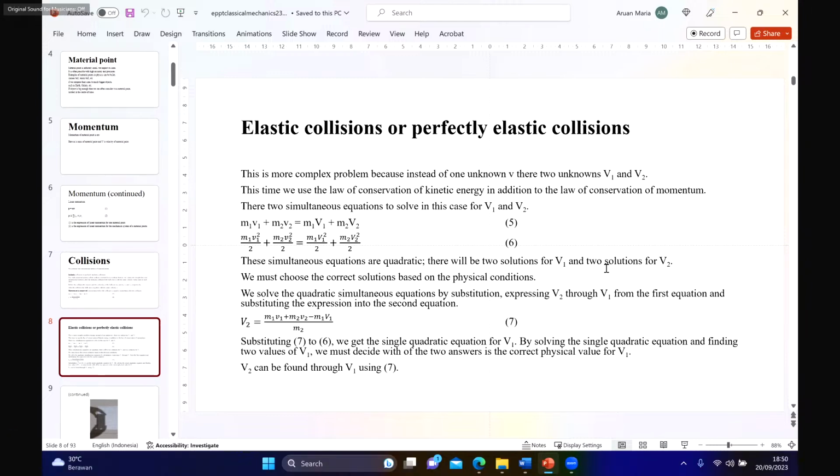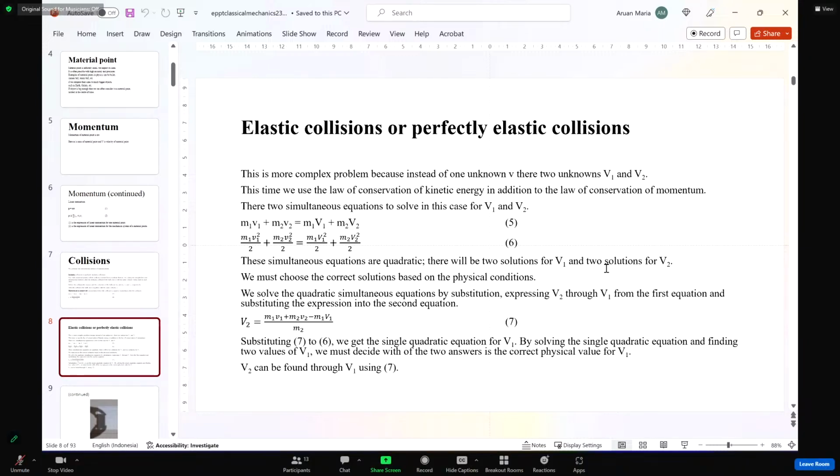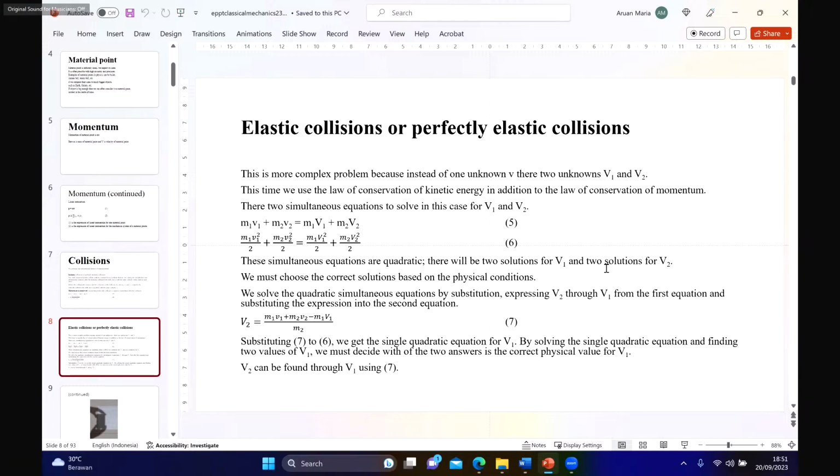Slide number 8 is something that we haven't done, and it's a bit more complex. So this time we have a perfectly elastic collision. In other words, after the collision, we will have two unknown velocities, v1 and v2. The first equation on this slide, equation number 5, expresses the law of conservation of momentum, just like in the case of perfectly inelastic collision.